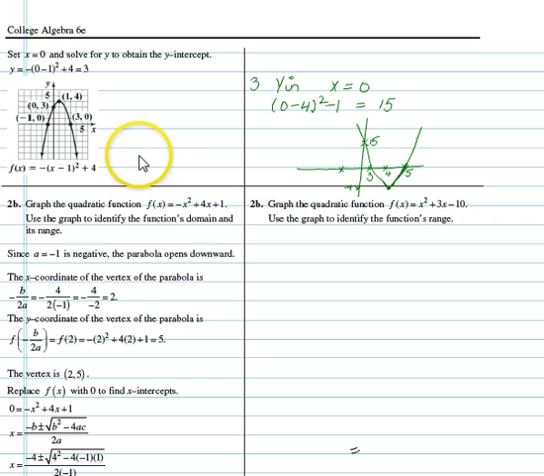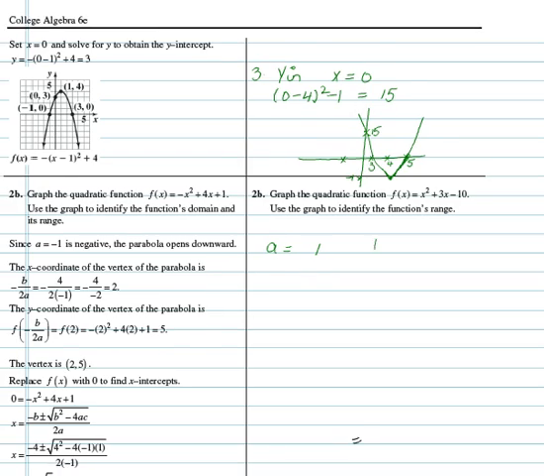So problem 2b. Graph the quadratic function f(x) = x² + 3x - 10. Use the graph to identify the function's range. And again, starting with a is 1. That means it's positive. The parabola opens upward.